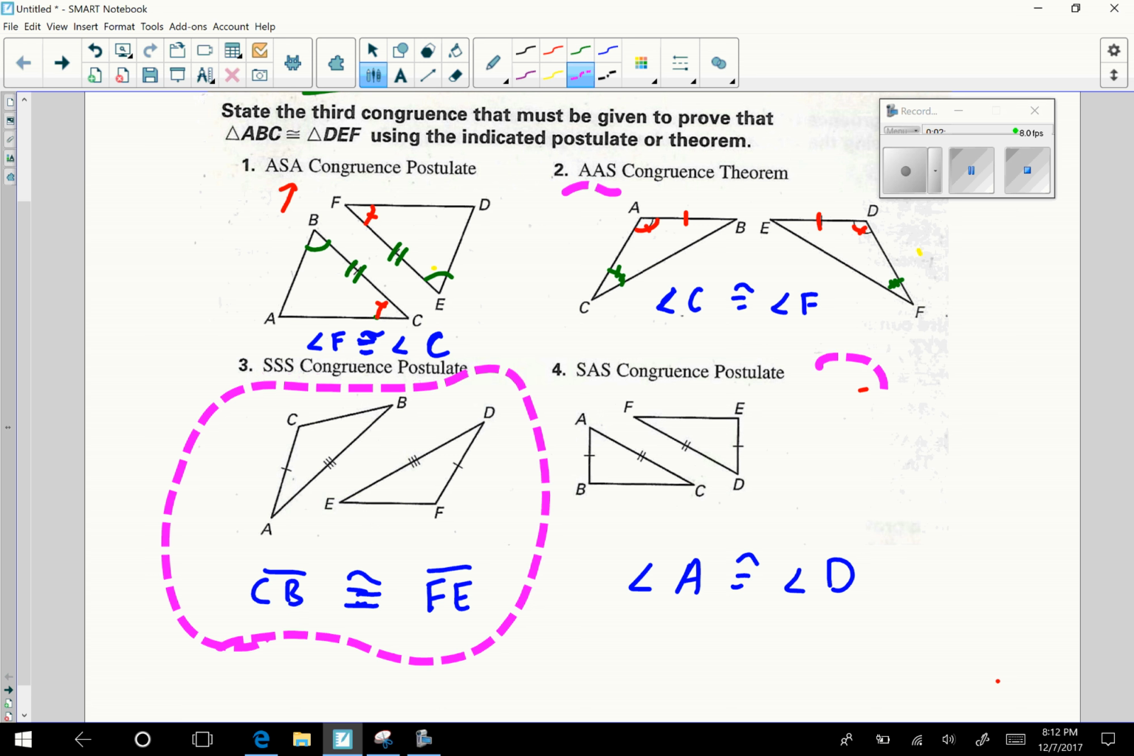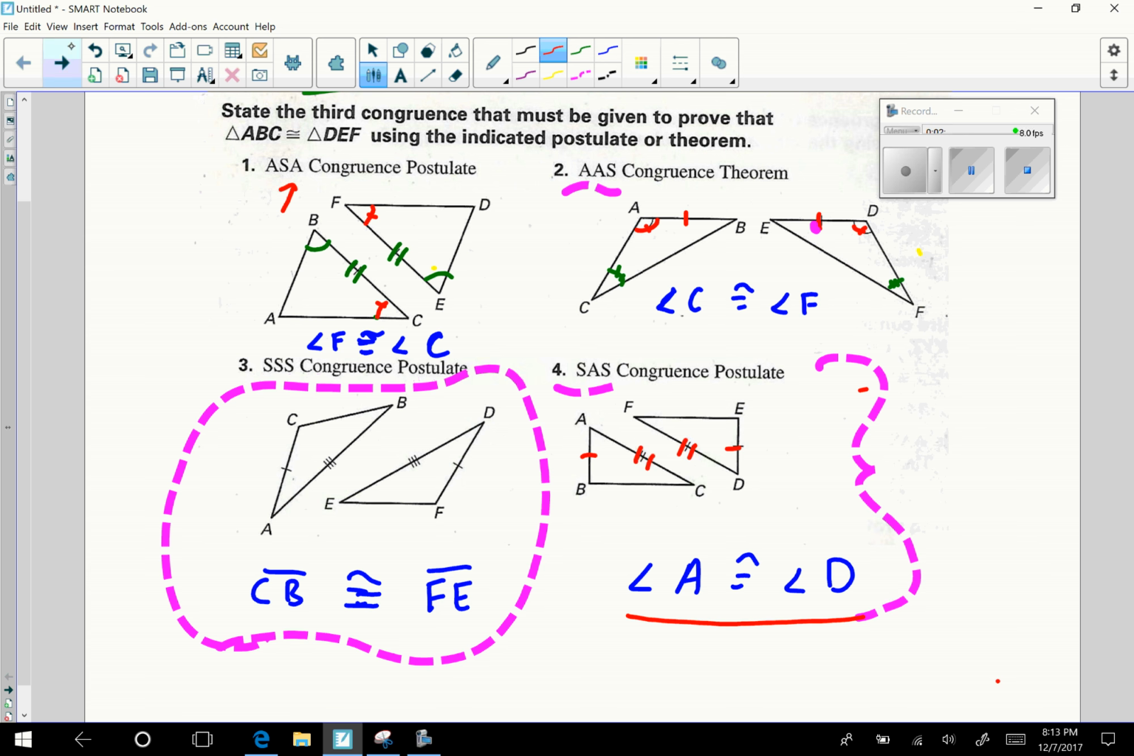On number four, I want to use the side angle side postulate. And note that I'm given that those sides are congruent. These corresponding pair of sides are congruent, and I want to use side angle side. So I'm going to use the included angle, the angle between AB and AC, and the angle between ED and FD, and that's going to be angle A and angle D.